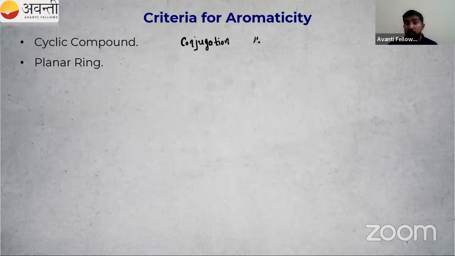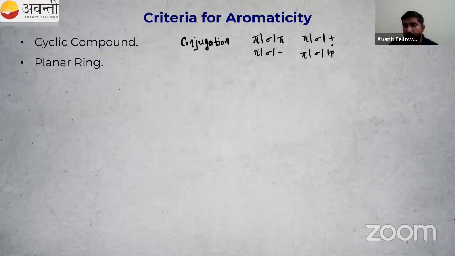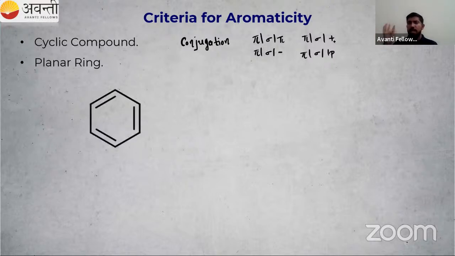Different types of conjugation: pi, sigma, pi; pi, sigma, negative charge; pi, sigma, positive charge; pi, sigma, lone pair; pi, sigma, free radical; pi, sigma, heteroatom. There are different types. So there should be conjugation or alternate double and single bonds, pi, sigma, pi, right? So these are the different conditions. If you get an organic compound, you have to check these conditions. So let us check it.